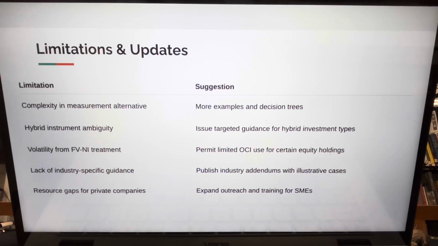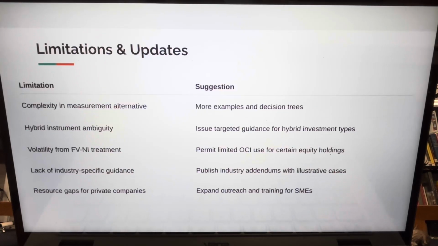The next one was, while the codification is principle-based, some industries encounter unique investment structures that aren't well covered in the current guidance. For this, we suggest publish industry addendums with illustrative cases.